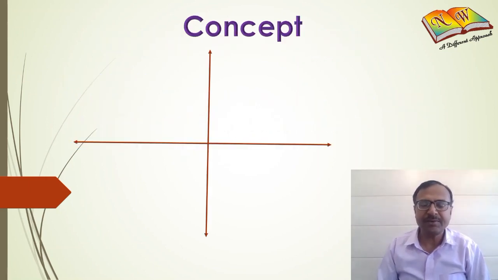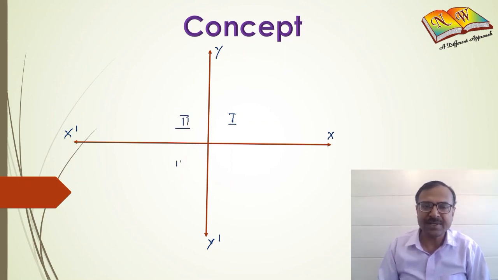As you can see, we have the x-axis here labeled X, X dash, and the y-axis labeled Y, Y dash. If we have to name the quadrants, this quadrant is the first quadrant, followed by, moving anti-clockwise, this is the second quadrant, this is the third quadrant, and this one is the fourth quadrant.